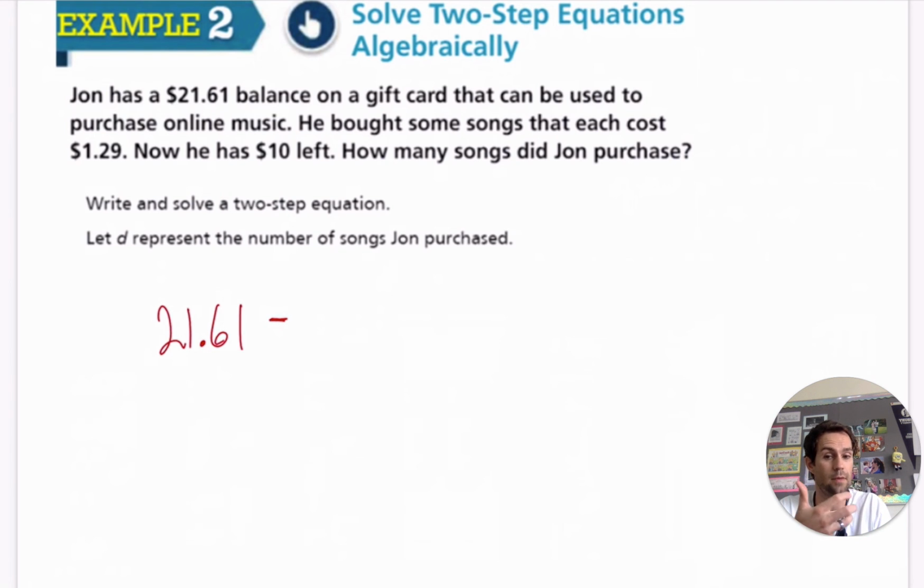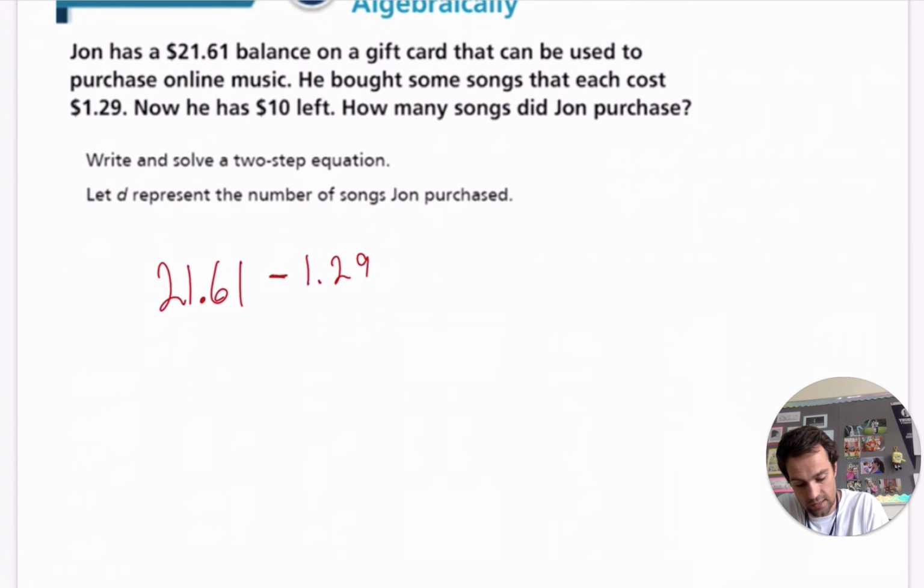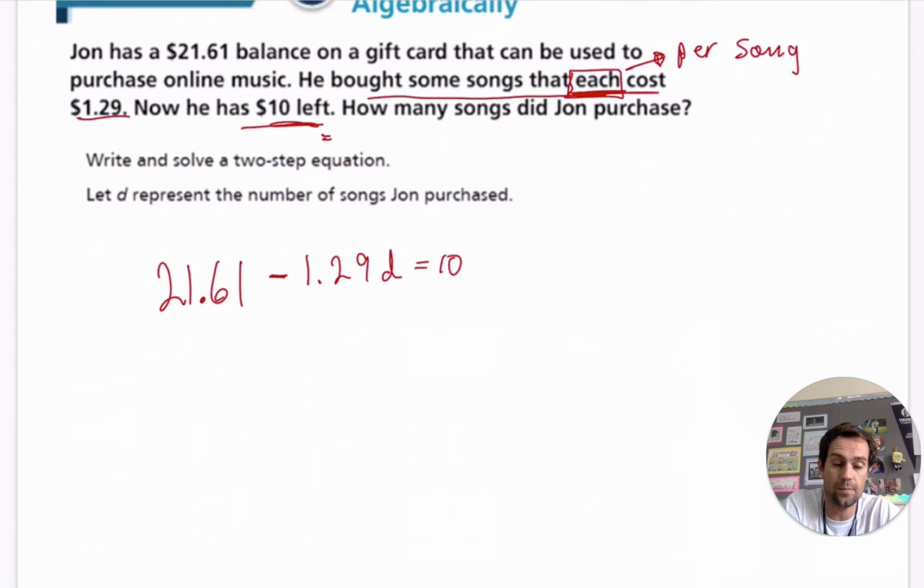We don't know the total amount he spent, but we do know that he spent $1.29 per song. So D, per song. He bought some music. Each tells us that it is going to be multiplied. Each tells us it is per song. He has $10 left, so that is equal to 10. We've set up the equation. Now we can go ahead and solve for D.